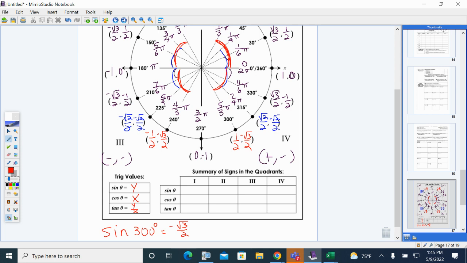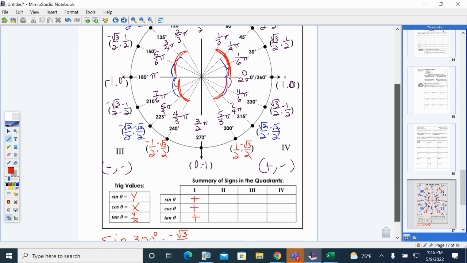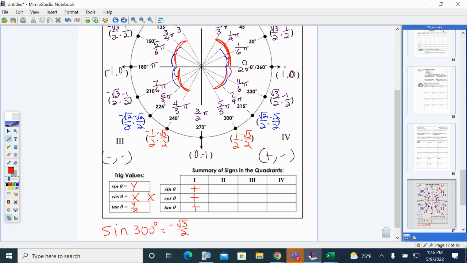And then summary of our signs in our quadrants. So think about quadrant 1. In quadrant 1, everything is positive. Your x is positive, your y is positive. So in the first quadrant, everything is going to be positive. The sine is positive, the cosine is positive, and when we divide those two, it's still going to be positive. In the second quadrant, we know that the x-coordinate is negative. So if the x-coordinate is negative, then that means our cosine is negative. But sine is going to be positive.